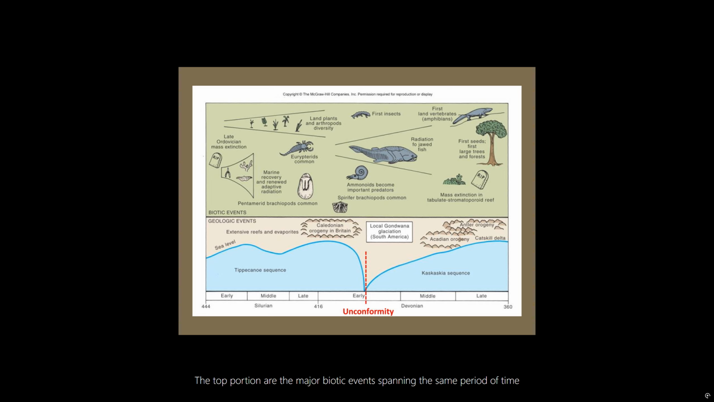The top portion are the major biotic events spanning the same period of time, from the Ordovician mass extinction to the Devonian mass extinction. You can see the radiation of land plants, insects, and of course, radiation of the fishes, from jawless fish to the jawed fishes.